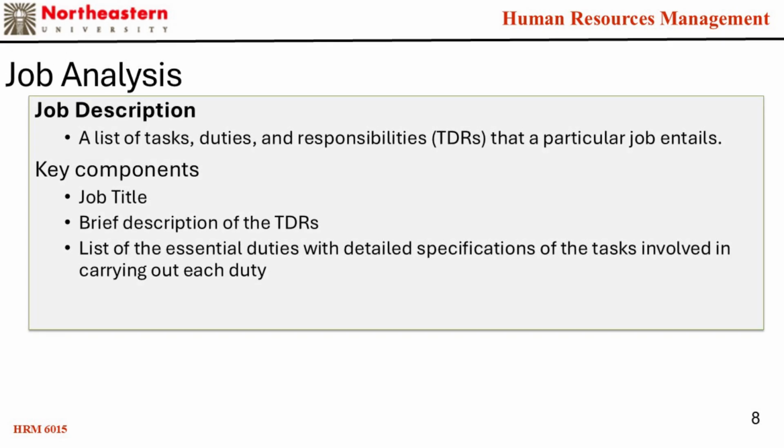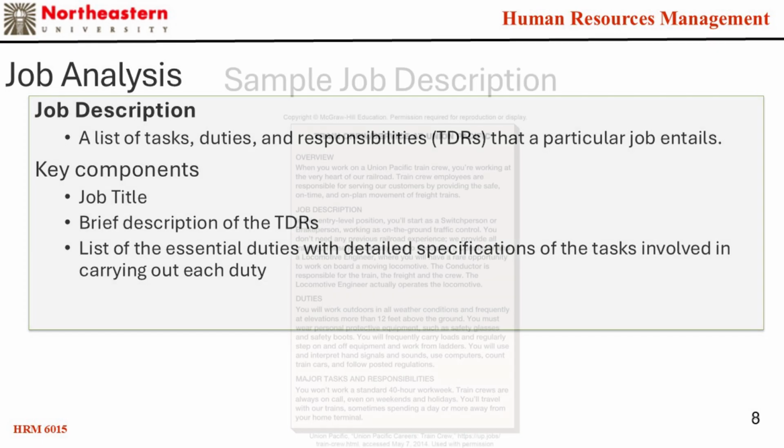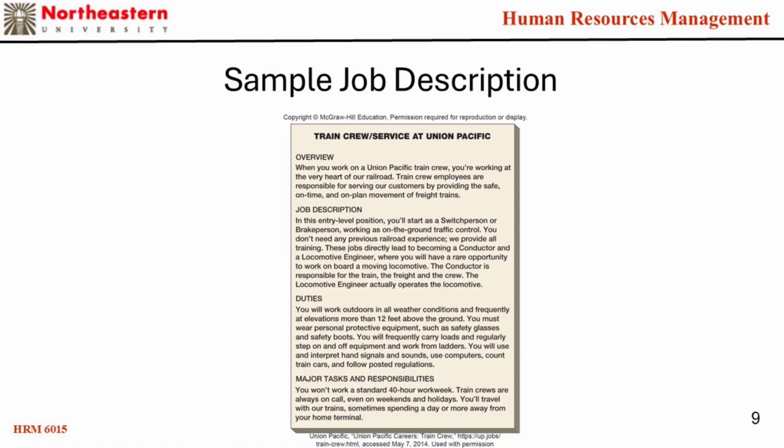A job description is basically just a list of tasks, duties, and responsibilities that each job would entail. The key components of it are the title of the job, what you're going to call it, a brief description of the types of tasks, duties, and responsibilities that are included, and then you give a list of the essential duties with detailed specifications about what that is. If you've ever worked with somebody and they tell you, oh, that's not in my job description, this is exactly what we're talking about. An example of a job description is included over here.